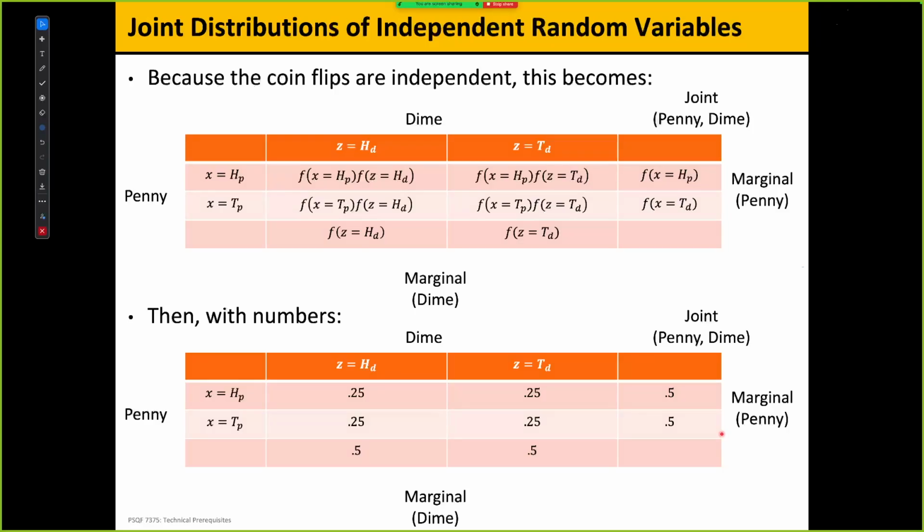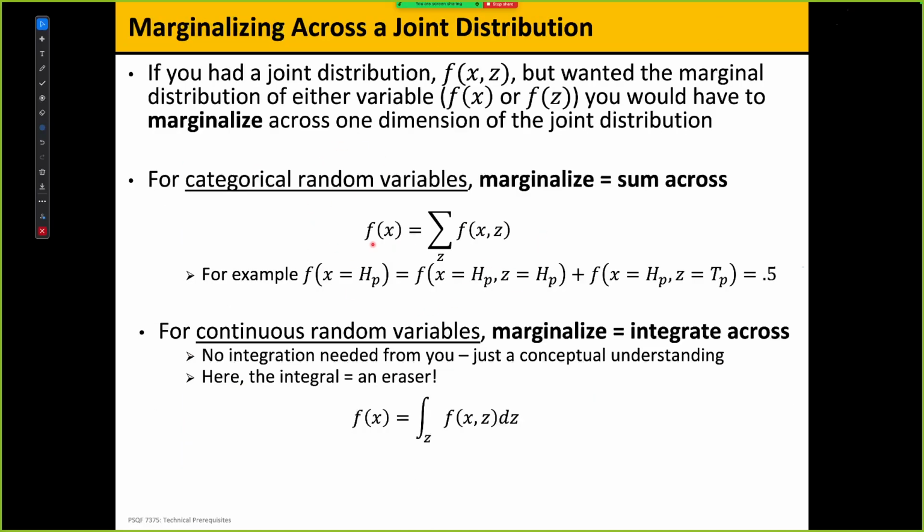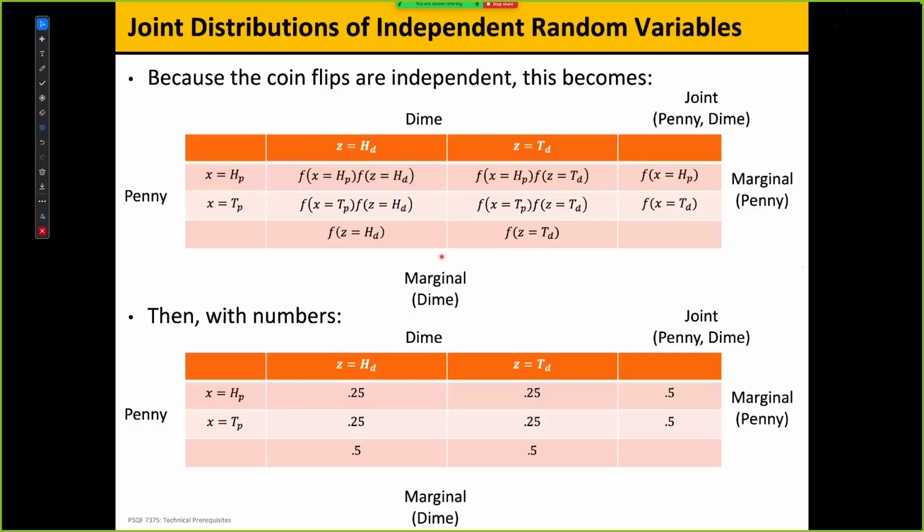So in the discrete distribution, you'll note each margin is the sum of the joint for each column or each row. And that's what we're saying here. f of x is the sum of the joint distribution across all values of z, right? So the marginal distribution for pennies is the sum across each value of z for every level of x. Make sense?